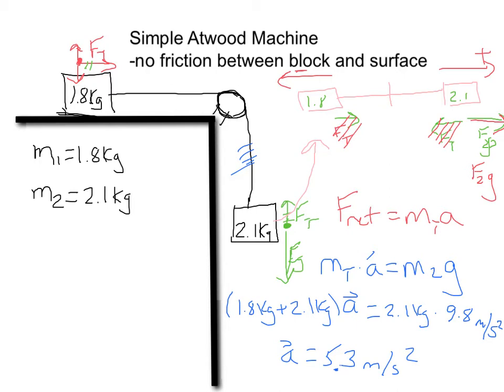The next common question that you would be asked in an Atwood machine system like this would be, okay, now that you've solved for the overall acceleration, what is the tension in the rope? So what is this force of tension that we canceled out here? So I'm going to move on to the next slide and explain to you how we solve for that.